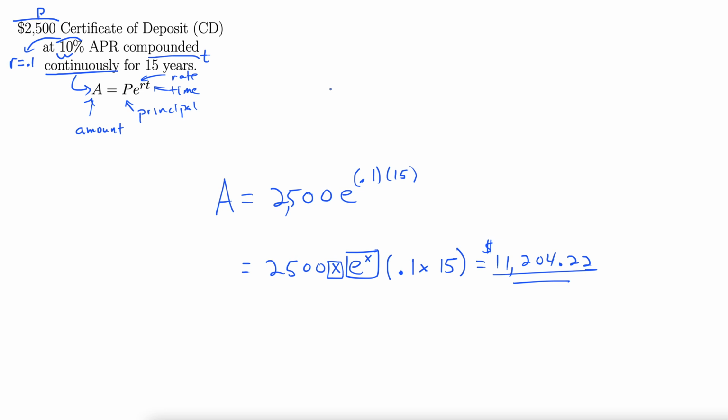10% would be a pretty good rate on a CD. Honestly, you don't actually see that. But yeah, that would be a great rate, because then this $2,500, throw it in there and do nothing for 15 years, and suddenly you have $11,000. Yeah, that's a good investment.